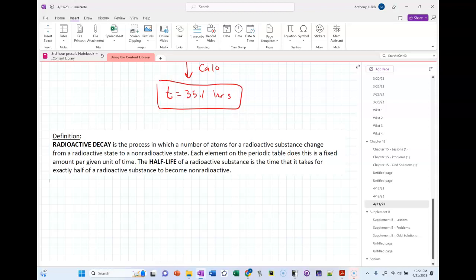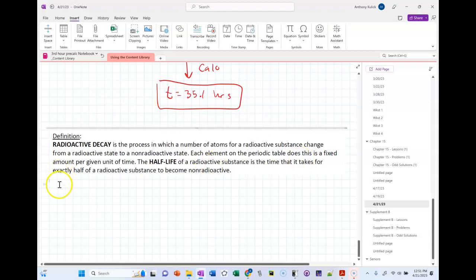What happens is they're unstable, so they're going to eject particles from the nucleus to fall to a more stable state. That ejected material is the radiation. Over some amount of time, the nuclei randomly eject. The amount of time it takes for half of a sample to emit that radiation and turn into a more stable substance is called the half-life. That's the gist of it.